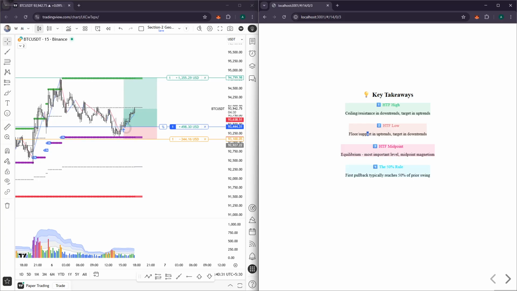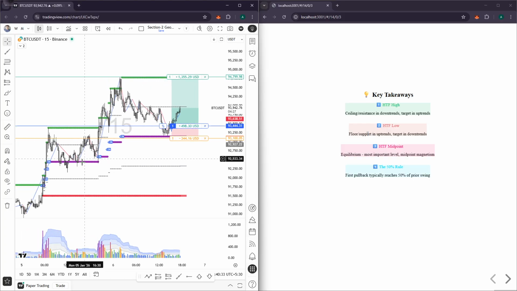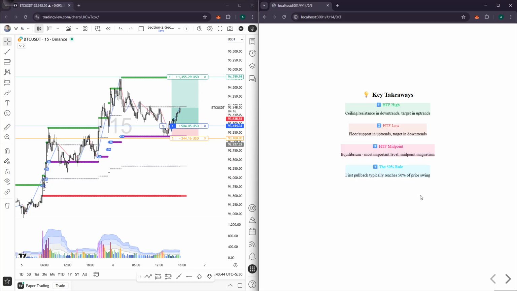The 50% rule is the first pullback typically reaches 50% of the prior swing. Okay, you can see here. So the retracement is 50%, and that's the 50% rule. The 75% band is stretch, price wants to snap back, which is a reversal zone. Okay, and these are mathematical facts, not opinions. All right, I've shown you a lot of examples, and as you have access to this indicator, you can run through simulation and prove it to yourself that this really works.